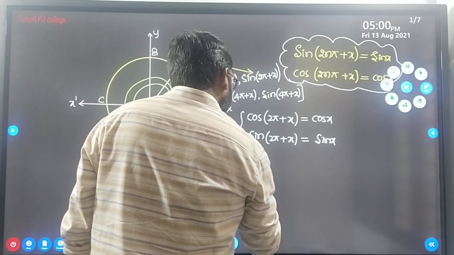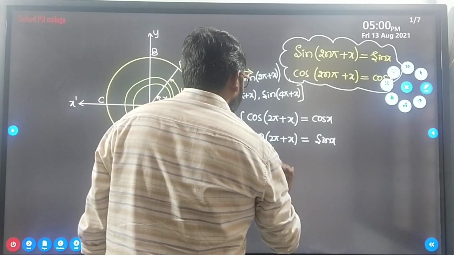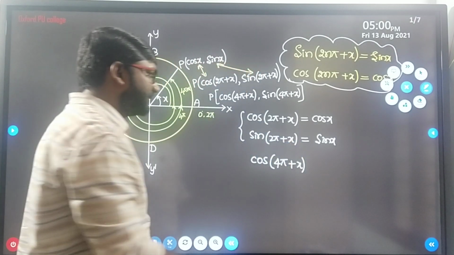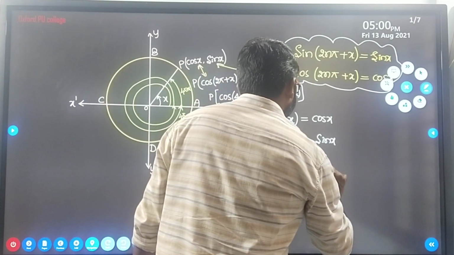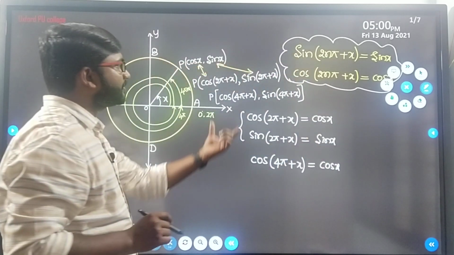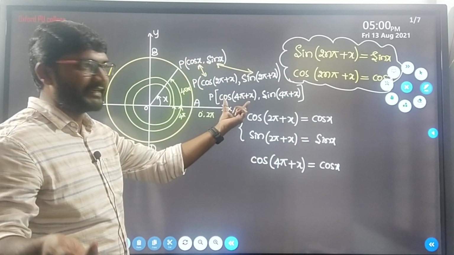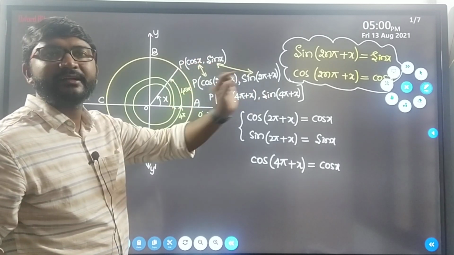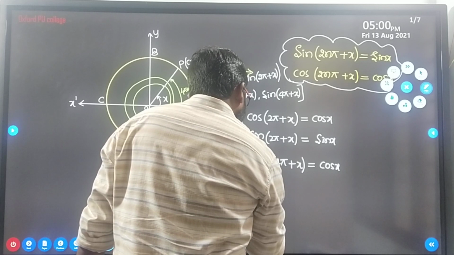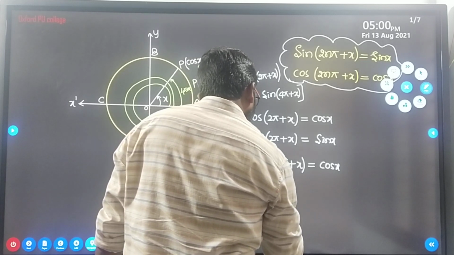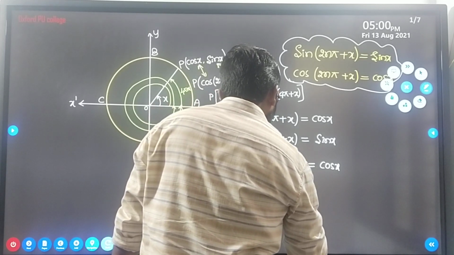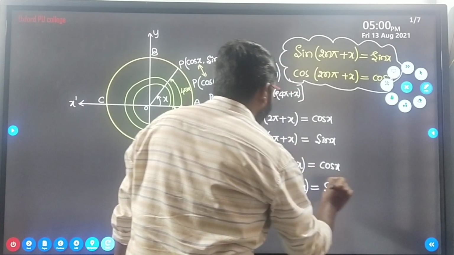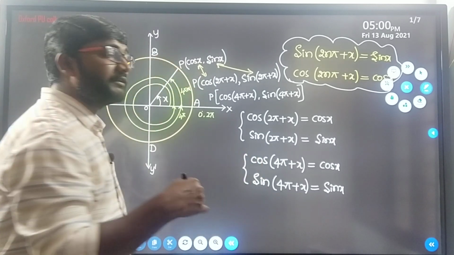The other set will be cos of 4 pi plus x, which is equal to cos x. Corresponding x coordinate compare, cos of 4 pi plus x is equal to cos x. Compare the x coordinate, then compare the y coordinate. So now sin of 4 pi plus x is equal to sin x. So this is the second case. So like this we can have the third case as well.